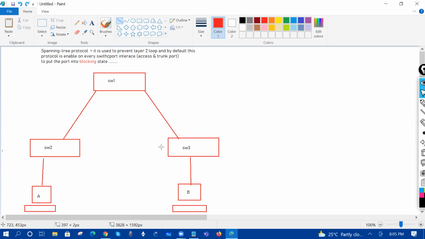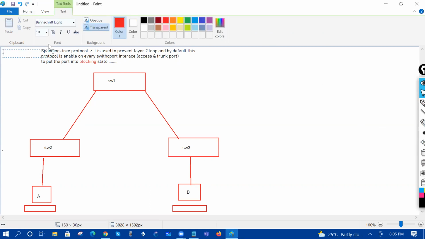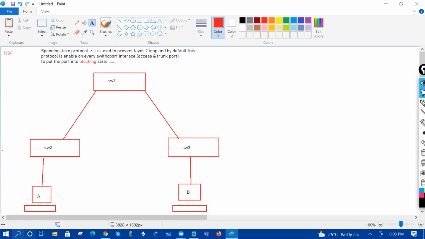So what do you think? Do I have a spanning tree in this topology right now? I don't have a loop right now in this network, so do we have a spanning tree? Yes, we have, because by default it's enabled. If you connect the switches, if you just connect the interfaces, you will have a spanning tree. And this spanning tree came into the picture in 1984, if you remember that. So this is not a new protocol. This is an older protocol.